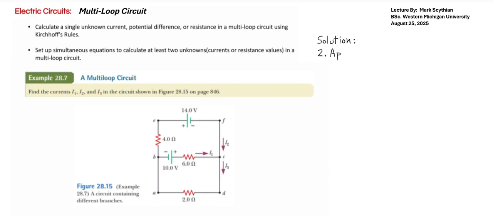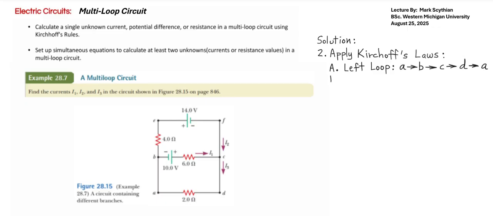Then we go on to step number 2, and this is to apply Kirchhoff's laws. In this case, we could start with the left loop. That's A to B to C to D to A. So we can write the equation as positive 14 volts minus 4 times the current I1 minus 6 times the current I3 is equal to 0. So that will be equation number 1. A and B correlate to each other.